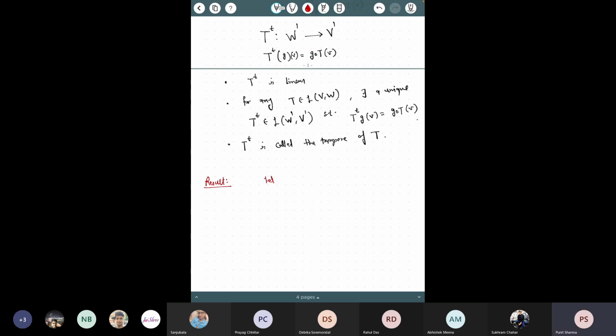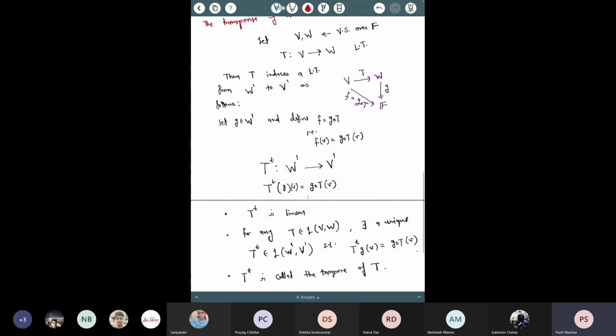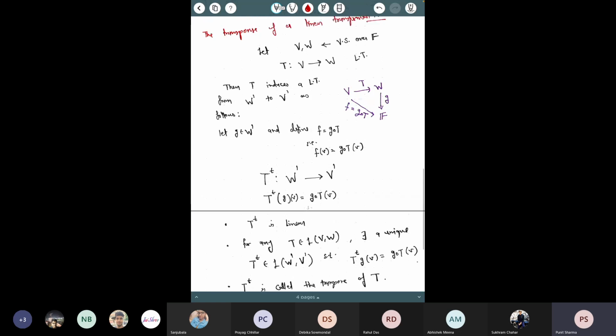So if we have V and W two vector spaces over F. While defining this transpose, if you can see here, I haven't used the dimension of V and W. So this way we can define the transpose for any vector spaces V and W, whether they are finite dimensional or infinite dimensional.